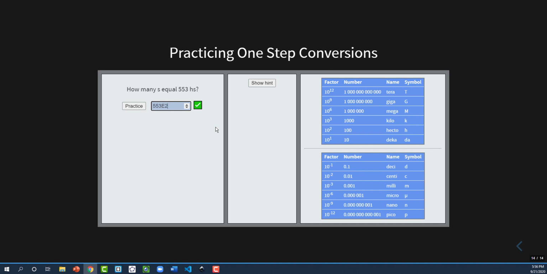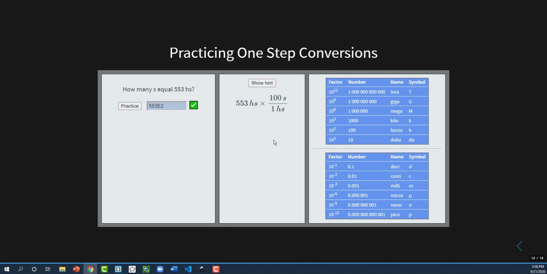Now, you're looking at that, and you might say, well, that's kind of abstract looking. I liked it better where I could actually write it out. So just click on the hint, and you can see it. Here it shows you 553 hectoseconds times 100 seconds per hectosecond. You see the hectoseconds cancel, and the answer is 553 E2. This E2 means times 10 to the second power. So let's try just one more, so you recognize that you can practice these nicely on here.